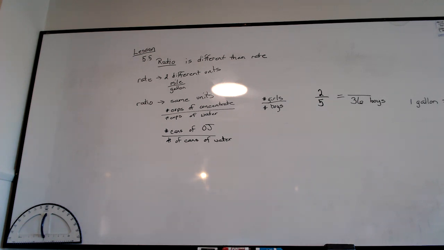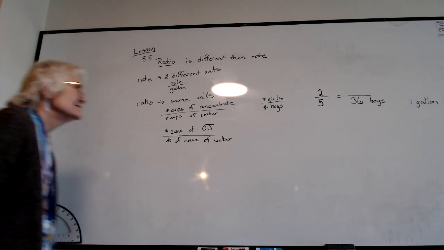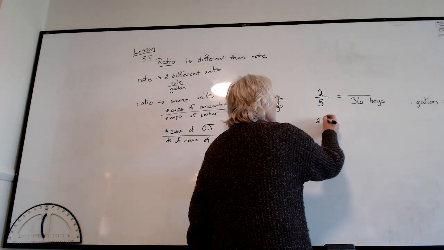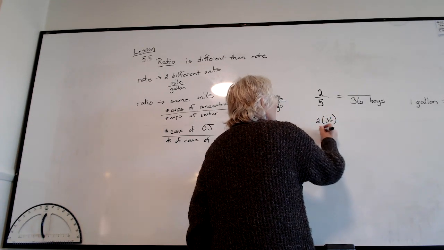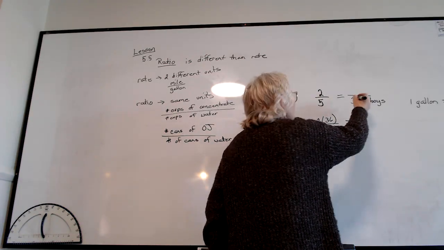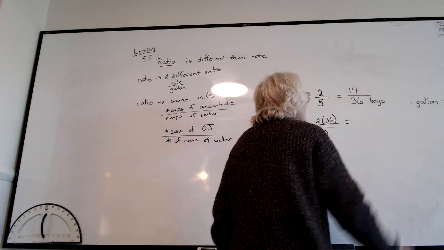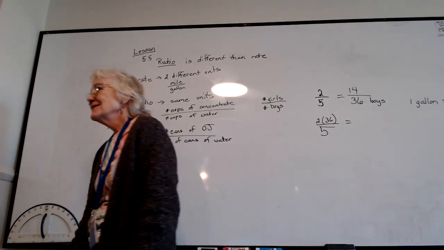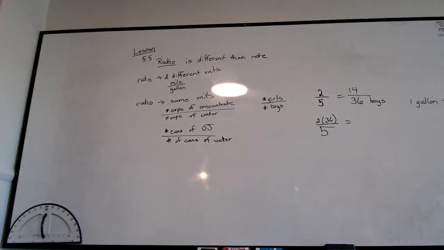how many girls would there be if we kept that same ratio? 14.4. How did you do it? 2 times 36 divided by 5. Okay, 2 times 36 divided by 5 is how much? 14.4. And because we don't round girls, it would be 14 girls. So that's about the same ratio.